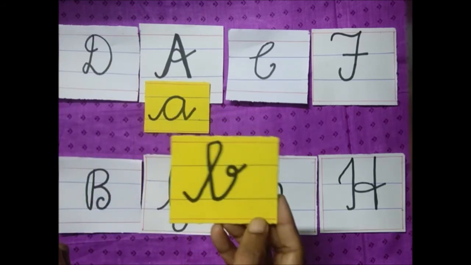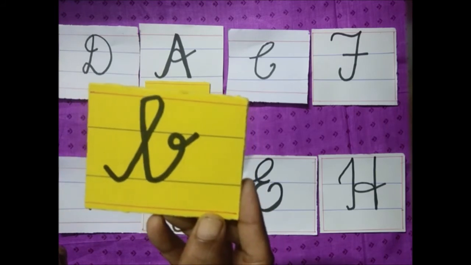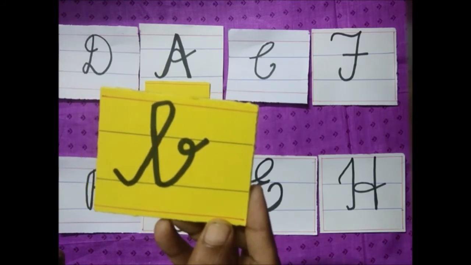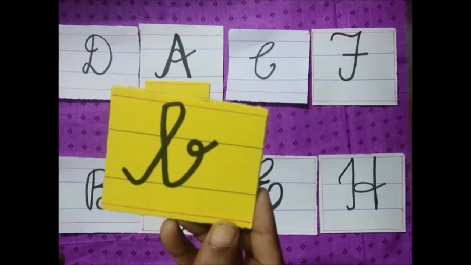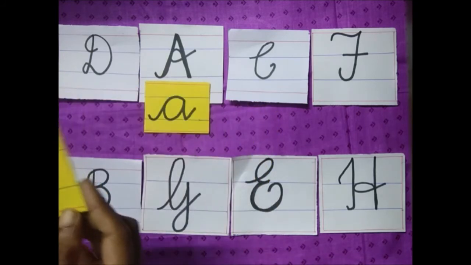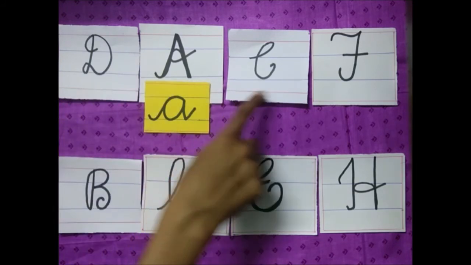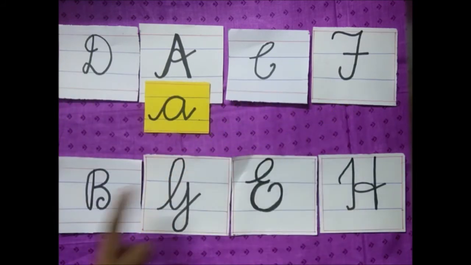Now tell me, what letter is this? Yes, B. This is small letter B. Now we are going to match this with the capital letter. Where we have capital letter B? Is it B? No. Is it B? No. Yes, here we have capital letter B.